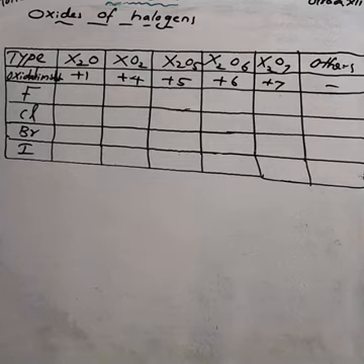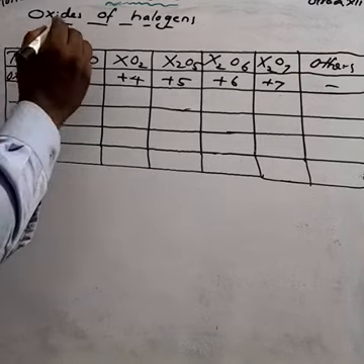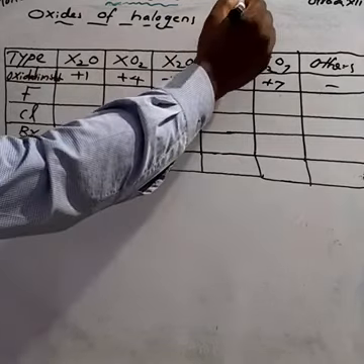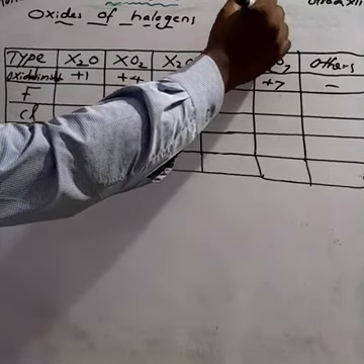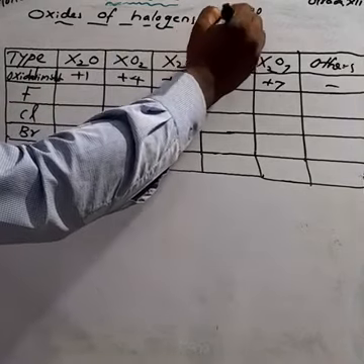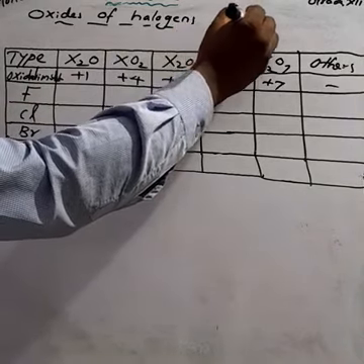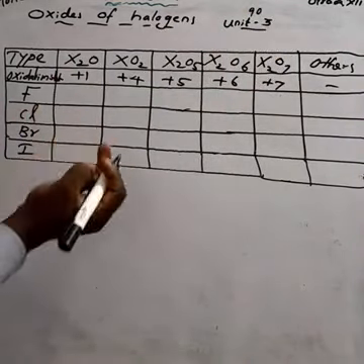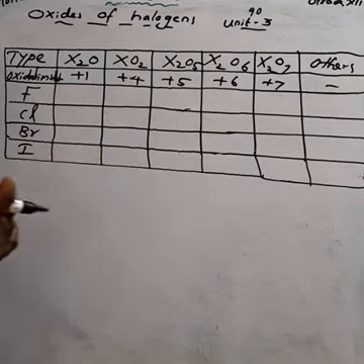Good morning to all. Today we are going to discuss oxides of halogen. So, page number 90. Our lesson is about p-block elements 2, that is unit 3, oxides of halogen. All of you know that one. What are halogens? Fluorine, chlorine, bromine, iodine, these are all halogens.